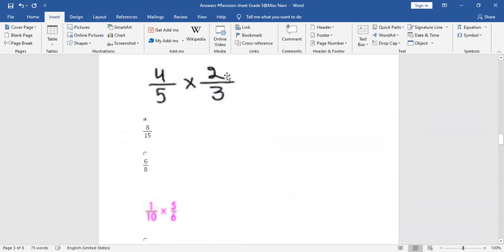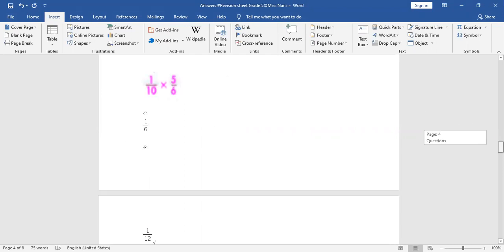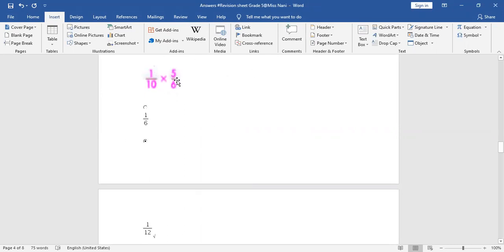4 out of 5 multiply 2 out of 3. It will be 4 multiply 2, 8, and 5 multiply 3, 15. So the answer is 8 out of 15. Here I have 1 out of 10 multiply 5 out of 6. 1 multiply 5 equals 5. Let me write it with you. Numerator multiply numerator, out of denominator multiply denominator. So it will be 5 out of 60.